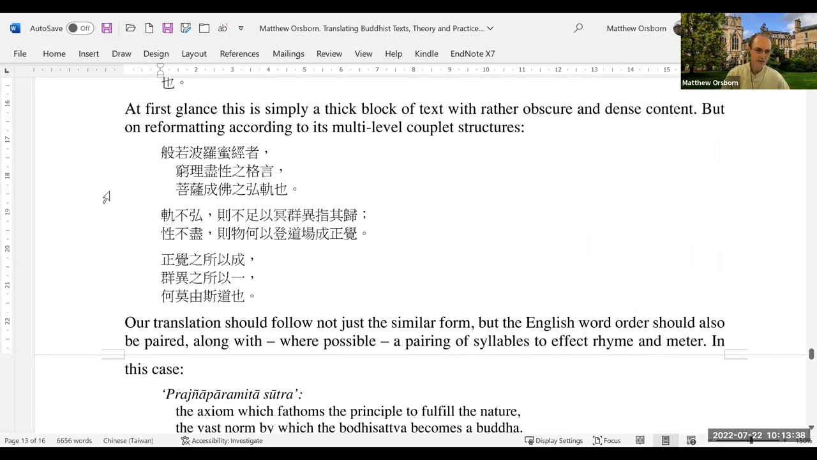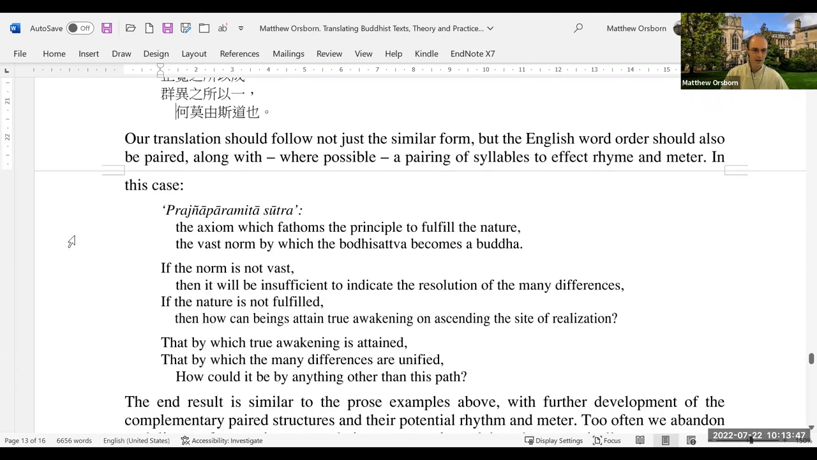正觉之所以成，群义之所以一. And then I'm going to break this out here, actually. 何莫有死道也. So our translation should follow not just the similar form, but the English word order should also be paired along with, where possible, a pairing of syllables to affect rhyme and meter.